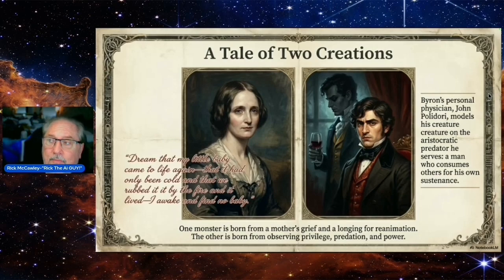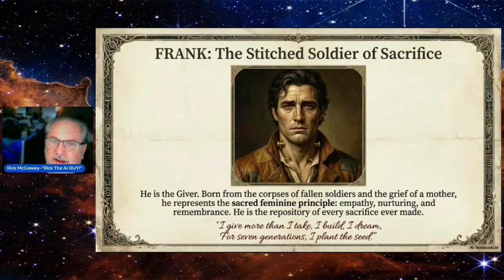And then Lord Byron's physician, John Polidori, models his creature after the aristocratic predator that he served, Lord Byron. So it was actually about him. It was not a polite thing. And originally he was quite ugly. And then, of course, Lord Byron was the toast of the town. So that's kind of weird. So what's Frankenstein? He's the giver, born of the corpses of fallen soldiers and the grief of a mother. He represents the sacred feminine principle, empathy, nurturing, remembrance.